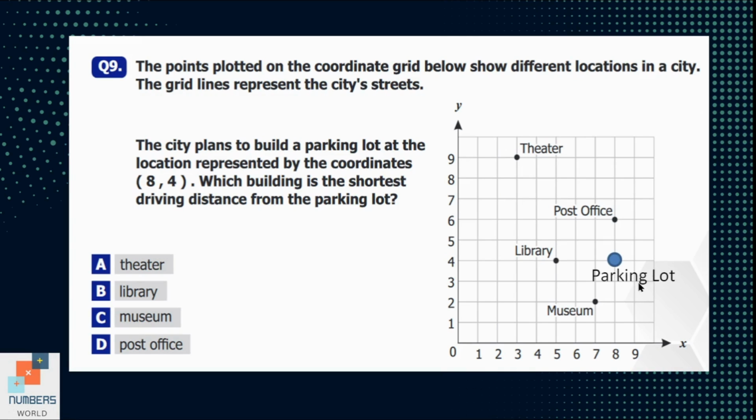From here, we can clearly see the post office is closest to the parking lot as compared to the other buildings. Because to reach the post office, we have to just cross one street. Whereas to reach the library and museum, we have to cross 2 streets, and the third destination is library or museum. So option D is the correct one.